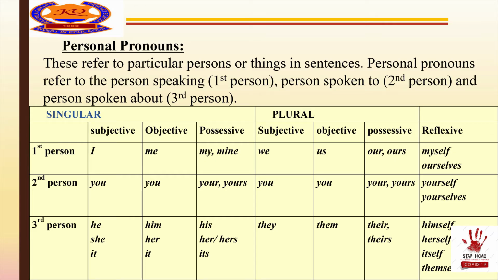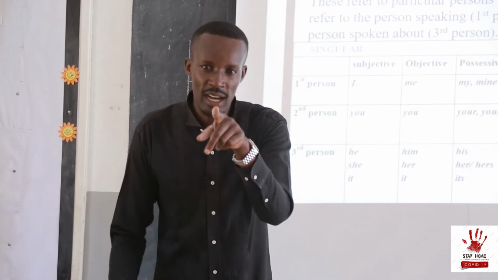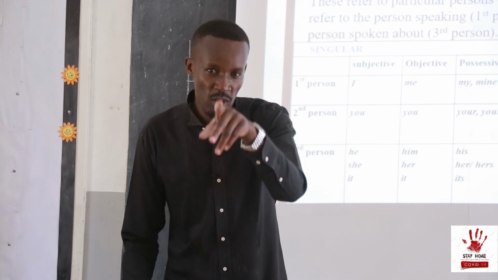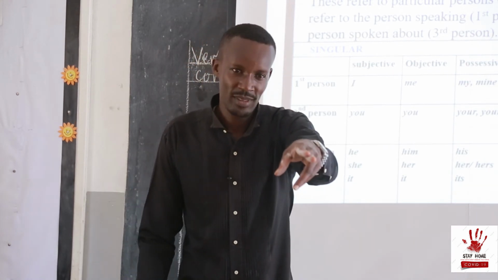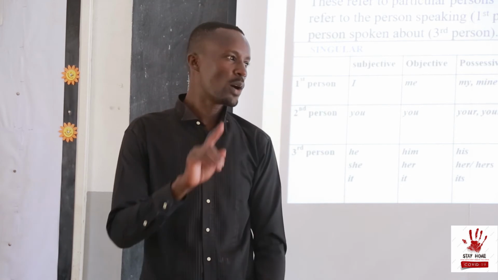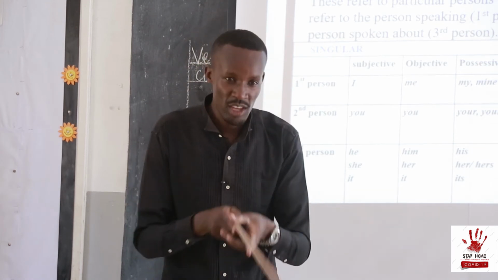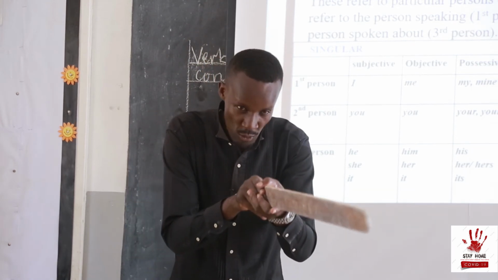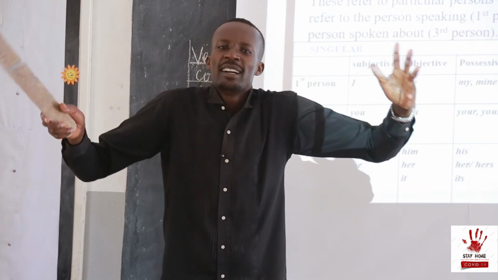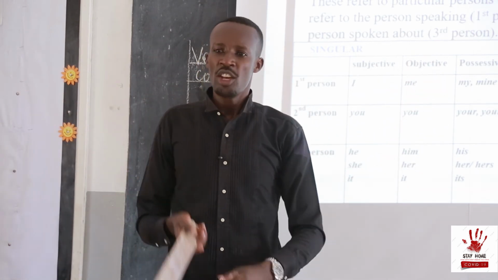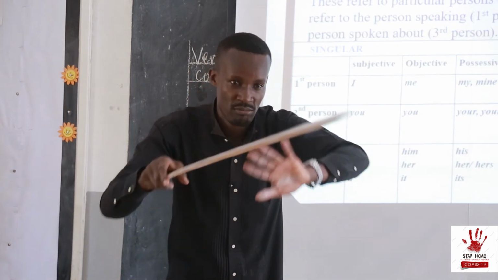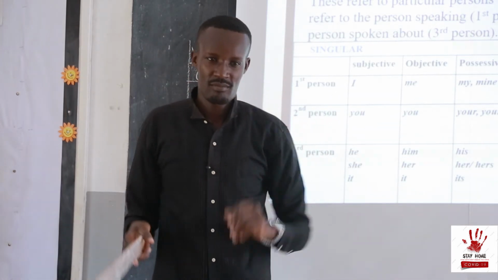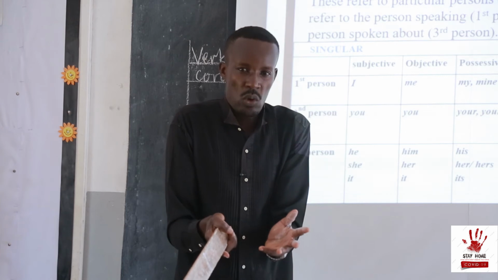Then we have you singular and you plural because I can speak to an individual. For example, I can say Isaac, and I say you, referring to one person, Isaac. But I can also speak to the whole class. Still I say, you boys. Boys are many. All of you, the boys. So that will be you plural.